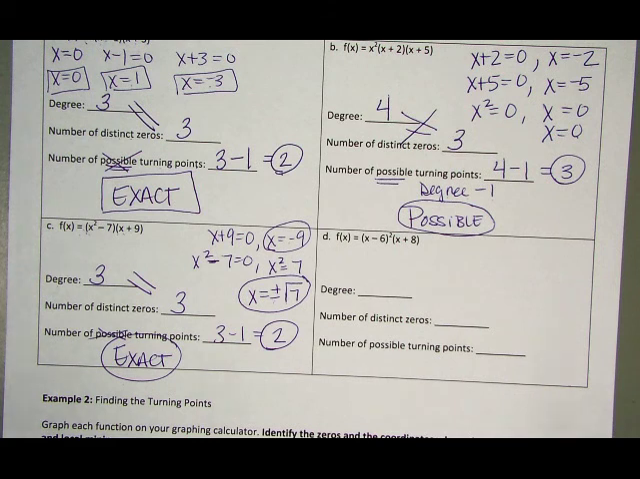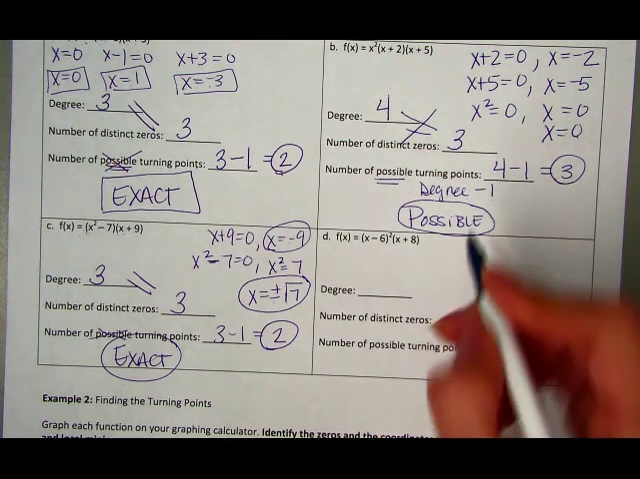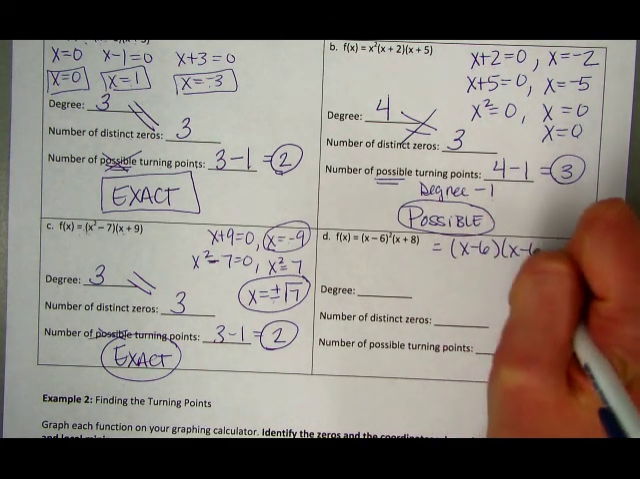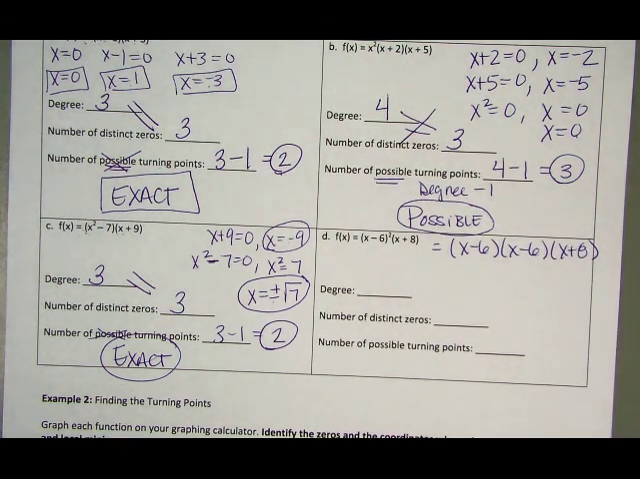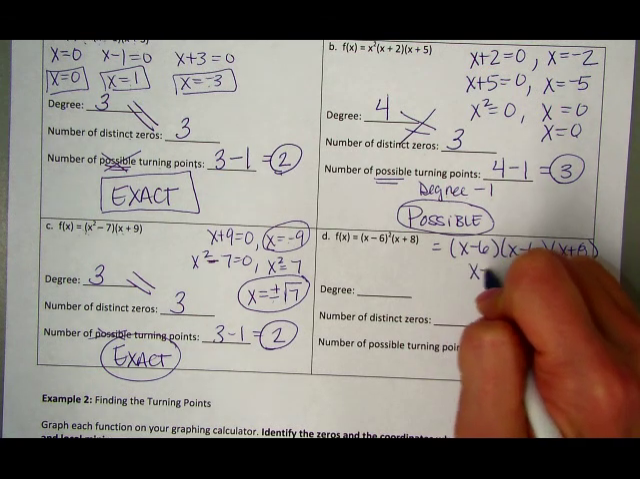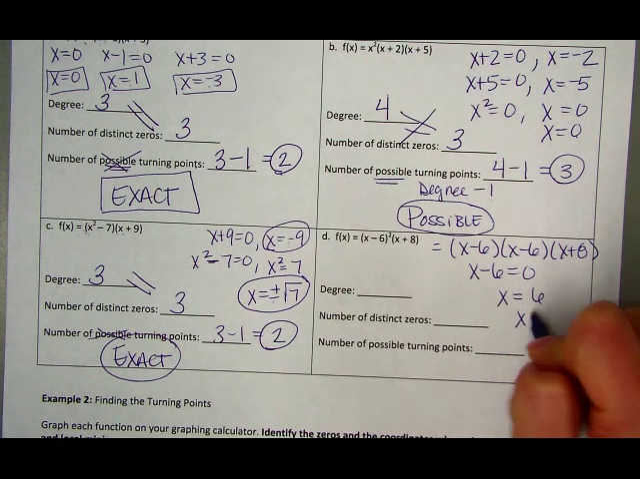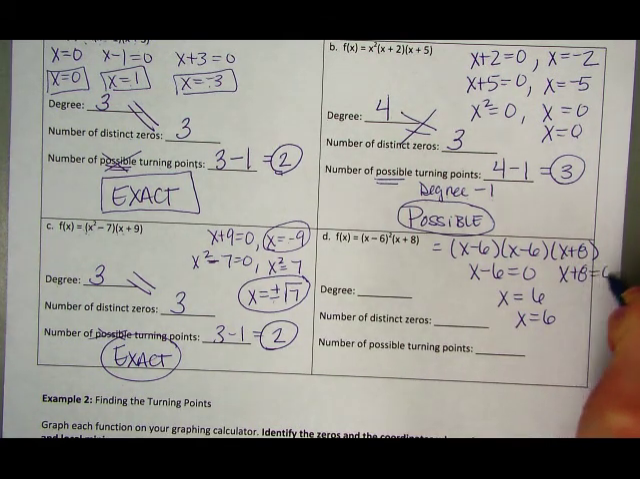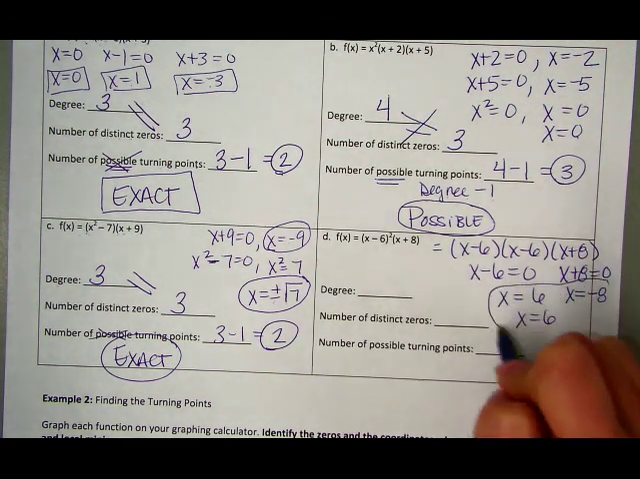In letter D, I separate this: x minus 6, the whole thing is squared, which means if I expand this, I actually have 2 groups of x minus 6, and I have to set each of those groups equal to 0. So x minus 6 and x minus 6, so I know I've got 2 values where x is equal to 6, and if I set x plus 8 equal to 0, x is equal to negative 8.